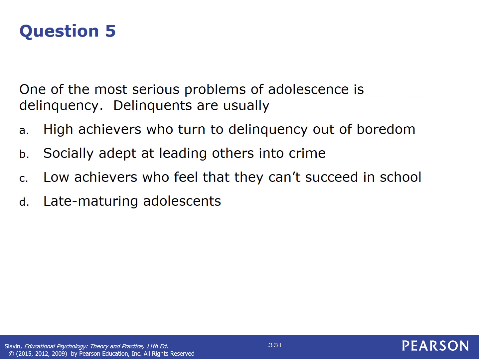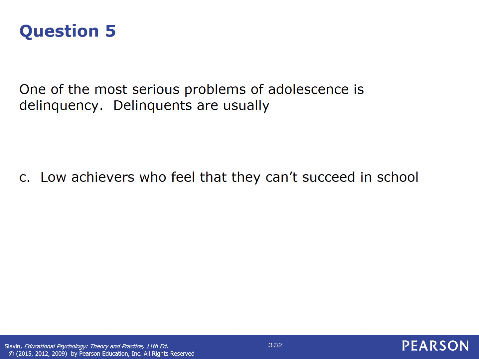Question 5. One of the most serious problems of adolescence is delinquency. Delinquents are usually A, high achievers who turn to delinquency out of boredom. B, socially adept at leading others into crime. C, low achievers who feel they can't succeed in school. D, late maturing adolescents. If you answered C, low achievers who feel that they can't succeed in school, you're correct.